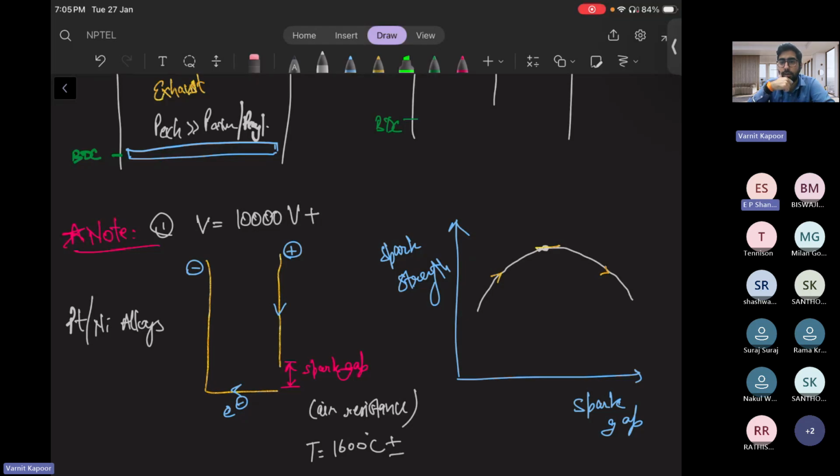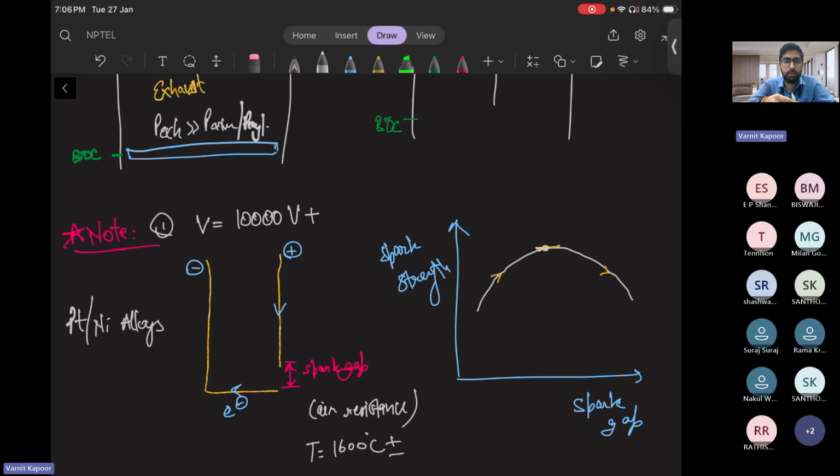Sir, yes, I have one doubt. Sir, what is the value of the spark gap? It is in millimeters. I don't remember the exact values. It depends on the manufacturer, but it is in millimeters.